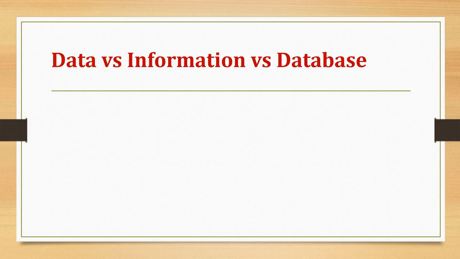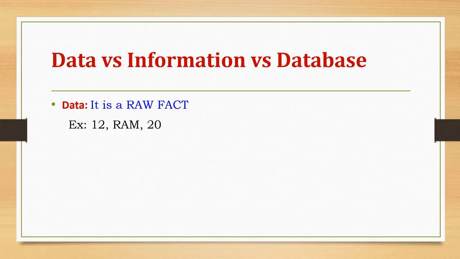What is meant by data, information and database? First we want to know the difference between these things. Data means it's a raw fact. It's meaningless. For example, if I just mention 12, RAM and 20, these do not give any information to us. Whether 12 is a 1, 2 or 12, whether it is an age or what, we don't know. Similarly, RAM, whether it is RAM or ROM as a name, we don't know. So this is data.